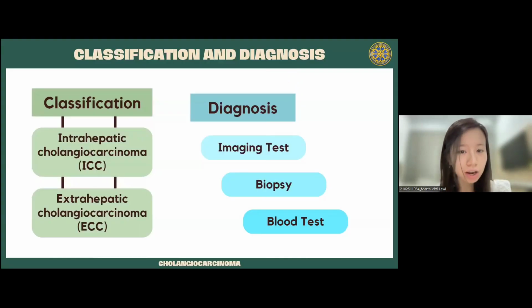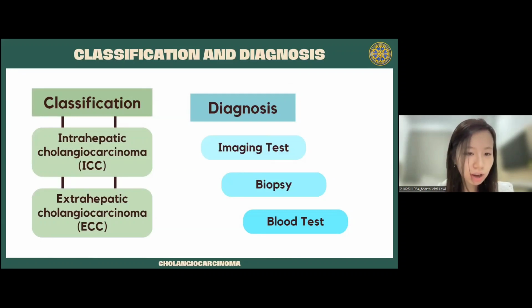First, intrahepatic cholangiocarcinoma or ICC. This is a type of cancer that originates in the bile ducts inside the liver. The most common subtypes of ICC are mass-forming, periductal infiltrating, and intraductal growth. Second, extrahepatic cholangiocarcinoma or ECC. This is a type of cancer that starts in the bile ducts outside the liver. The most common types of ECC are perihilar cholangiocarcinoma and distal cholangiocarcinoma.